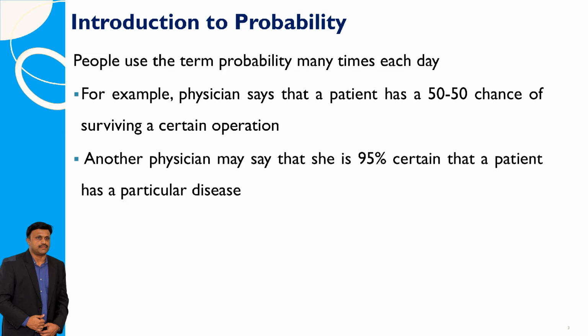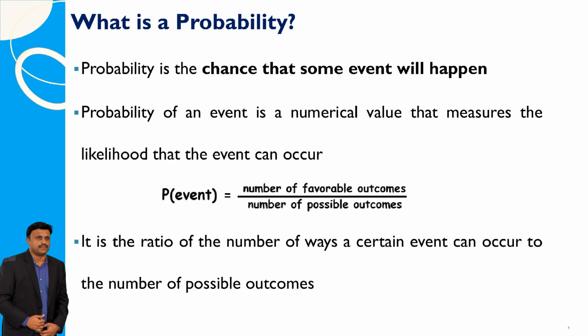People frequently use the term probability in daily life. For instance, a doctor might say a patient has a 50-50 chance of surviving surgery, while another might express 95% certainty that a patient has a specific disease. Probability measures the chance of an event occurring. It is expressed as a numerical value representing the likelihood of the event and is calculated as the ratio of favorable outcomes to the total number of possible outcomes.